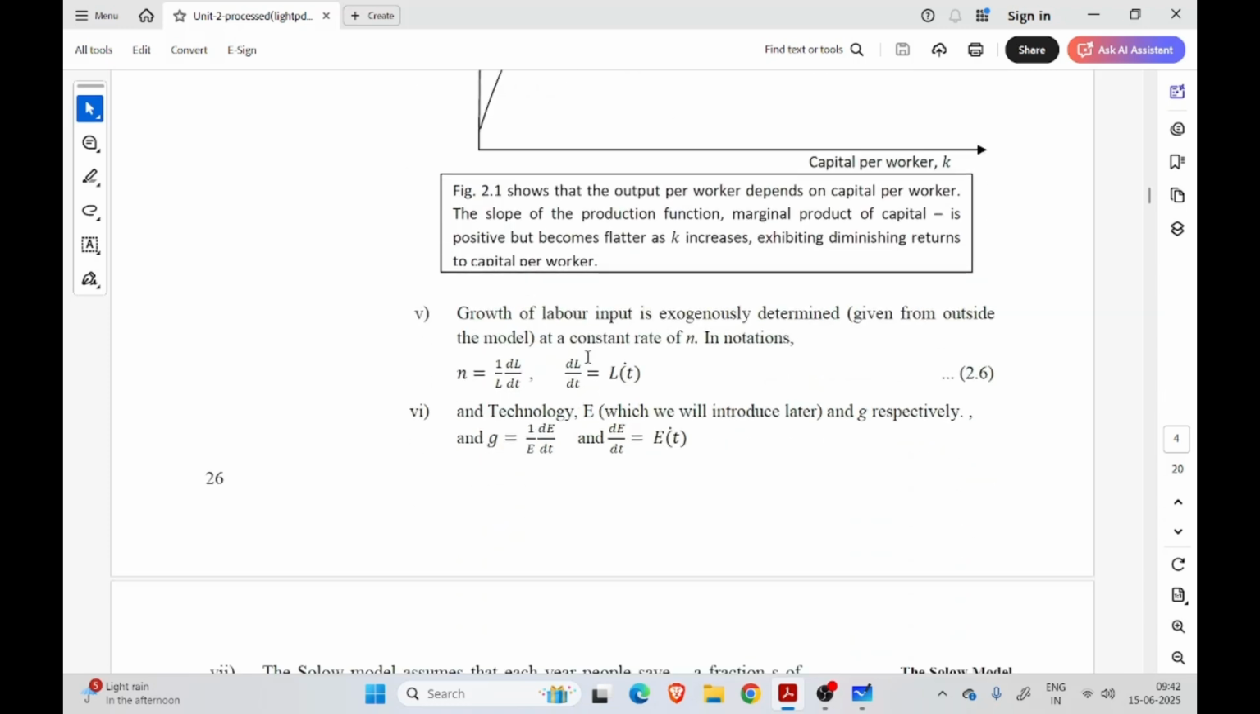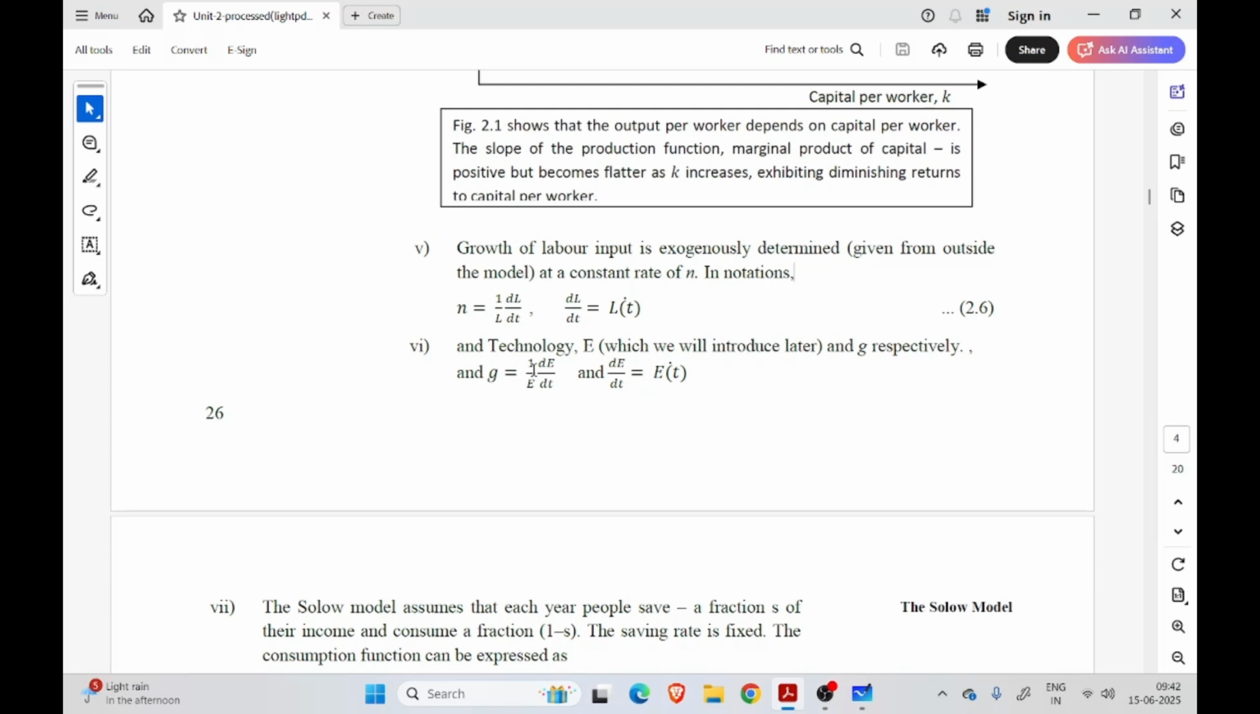Now the growth of labor input is exogenously determined, that is dL/dt, and labor grows at a rate n. The growth rate of technology is also exogenously given, and it grows at a rate g, that is 1/E dE/dt is g, and this is n. So we will remember this.